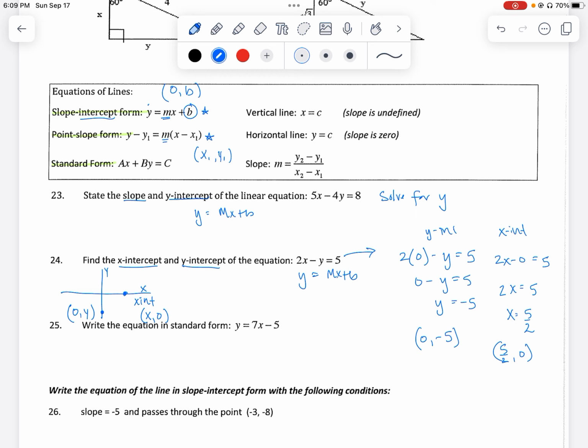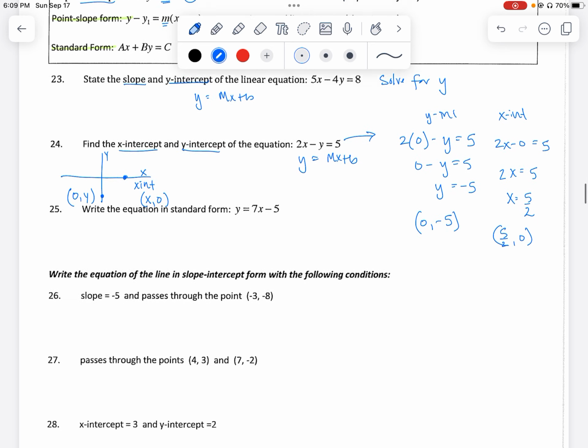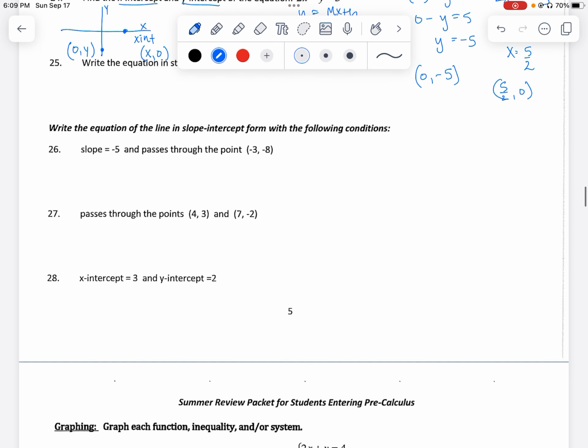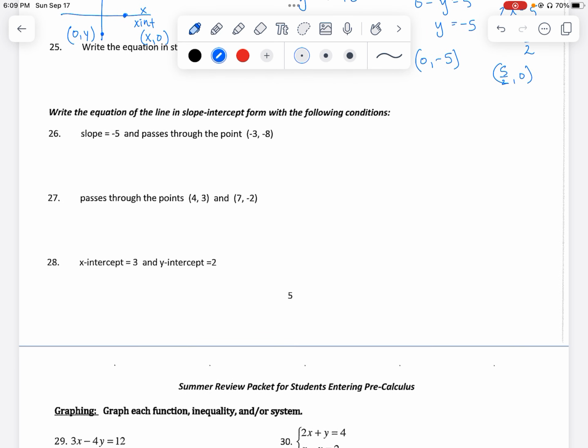Okay? Moving along through here, I'm just using the equations for the lines that I'm given above and some information to give the equation for a line. This says in slope-intercept form. Sometimes if you're given a point and a slope, it's easier to use slope-intercept.